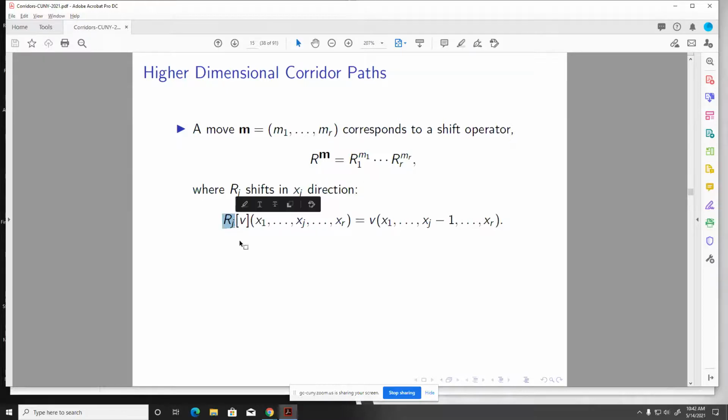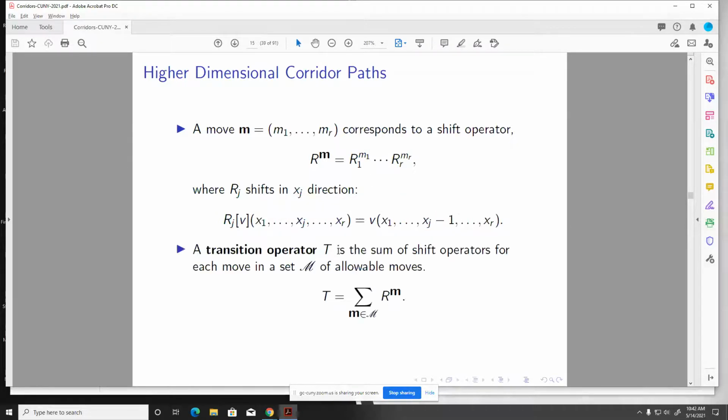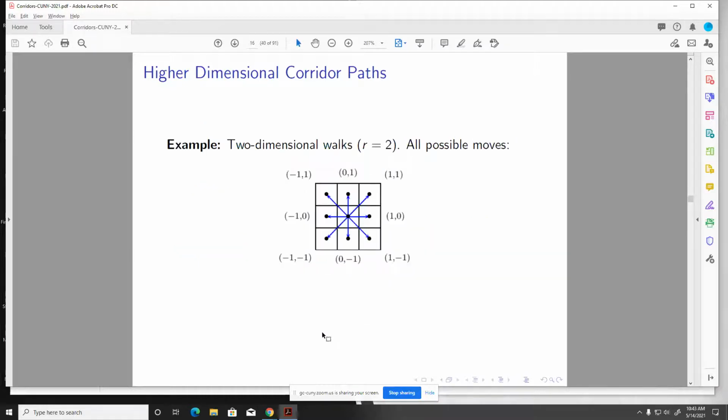And of course, we want to talk about shifts, just like we did in the one-dimensional case. An Rj shift simply shifts everything right in the xj direction. And a transition operator for us is going to be a sum of shift operators from a given move set. So there are going to be, maybe 4 moves, the cardinal directions if we're in 2 dimensions, but maybe we can allow some other diagonal moves and things like that. And so we're going to talk about a sum of these.